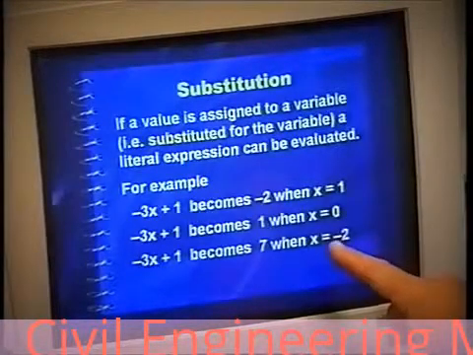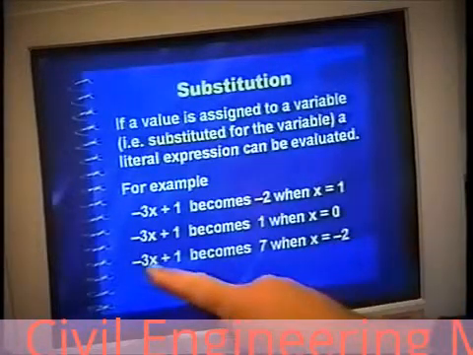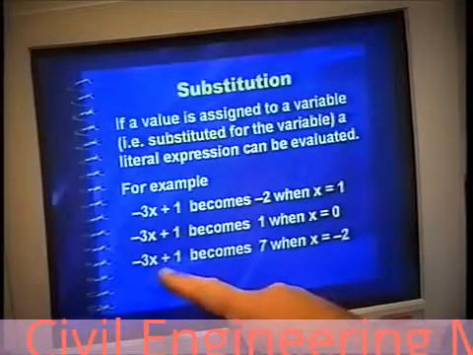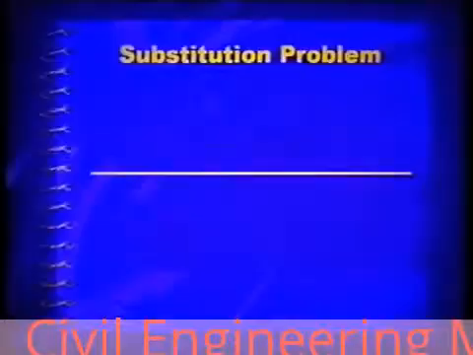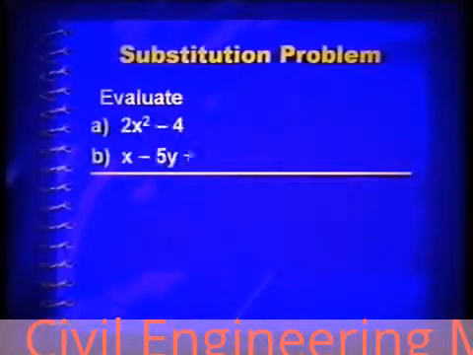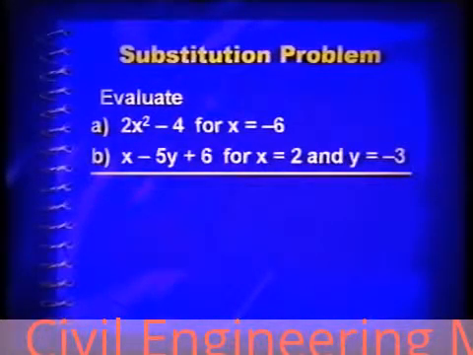So you have to know those rules. See that negative 2 times the negative 3, that becomes a positive 6, add a 1, and then you get the 7. Let's have a look at some problems, an easy one first and then a more difficult one. Evaluate those two expressions. First of all, 2x squared minus 4 for x equals minus 6.